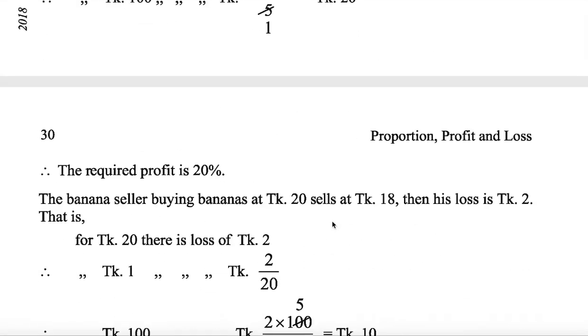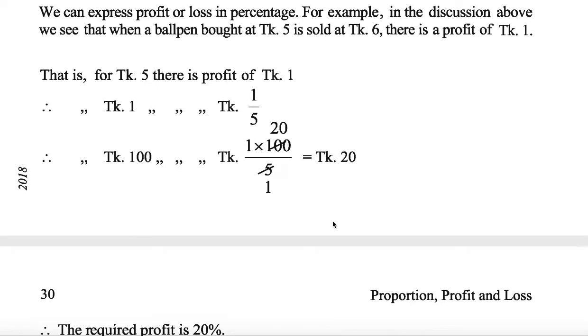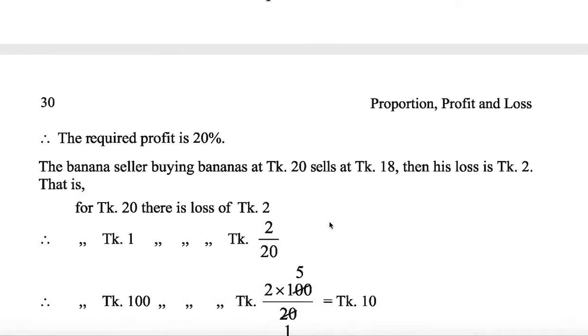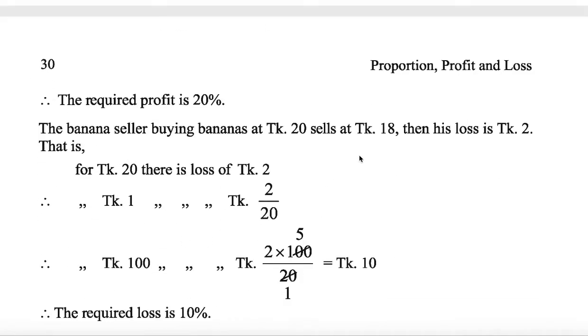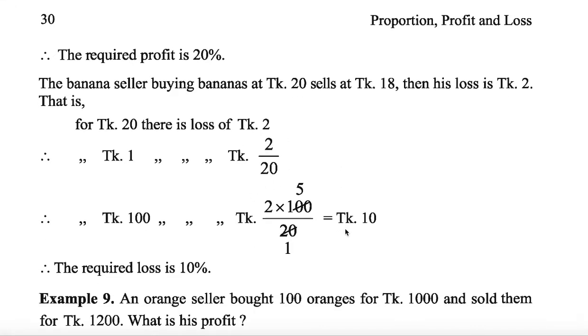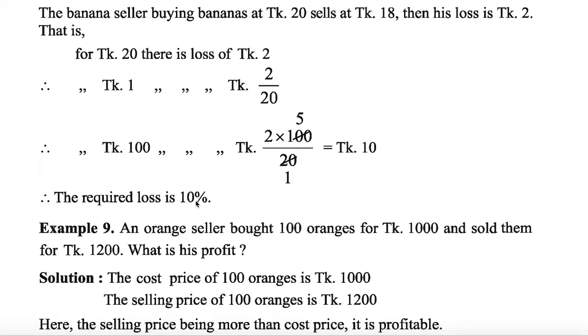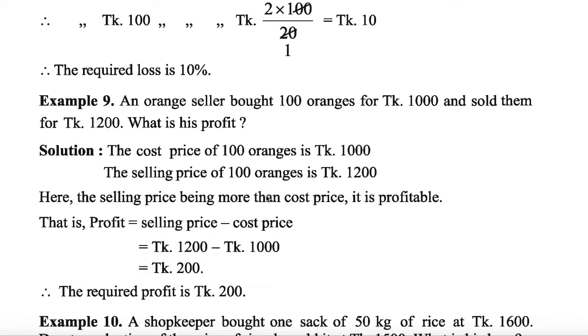The banana seller buying bananas at 20 sells at 18, then his loss is 2 taka. For 20, loss is 2 taka. For 1, loss is 1 by 10. Okay, for 100 it is 10 taka, or in percentage it is 10%.